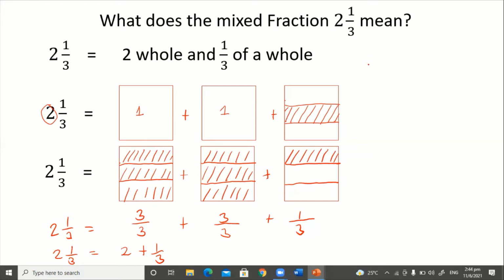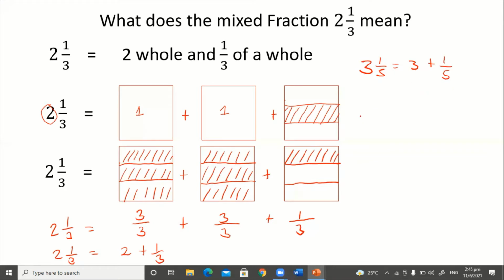So let's say that I have 3 and 1 over 5. What does this really mean? The 3 here means that I have 3 wholes. So it means that I have 3 wholes plus 1/5 of a whole. That's what it means, right? So it means that I have 3 wholes and 1/5 of a whole. Let's look at another one.